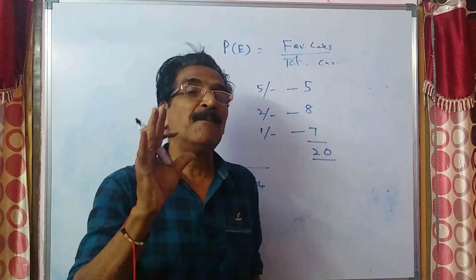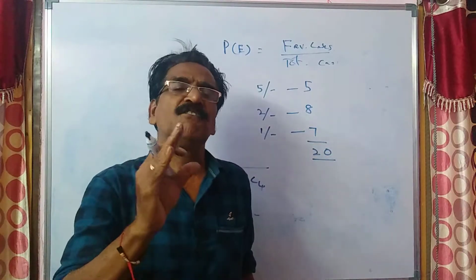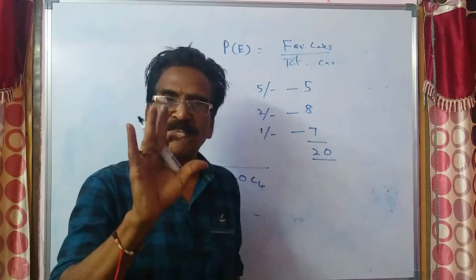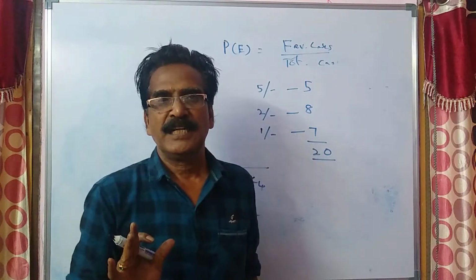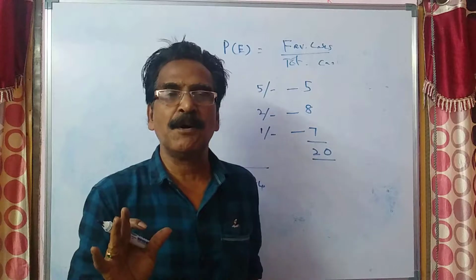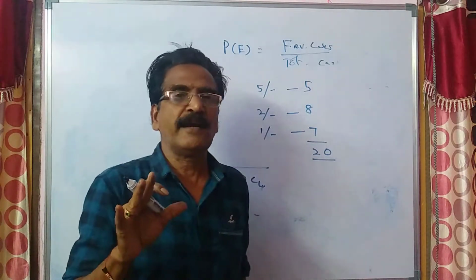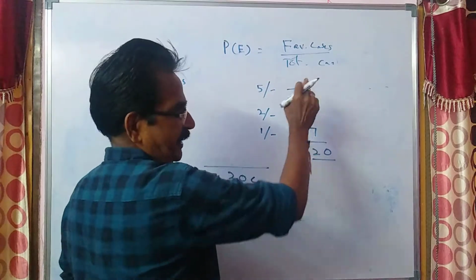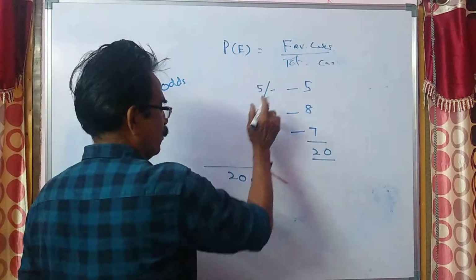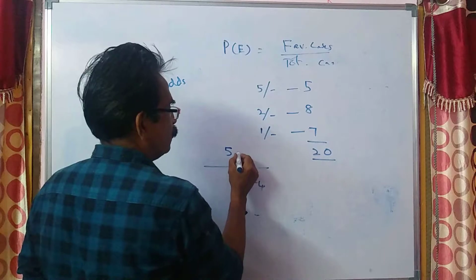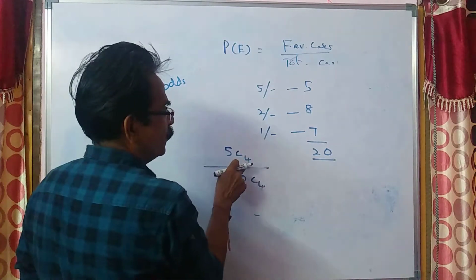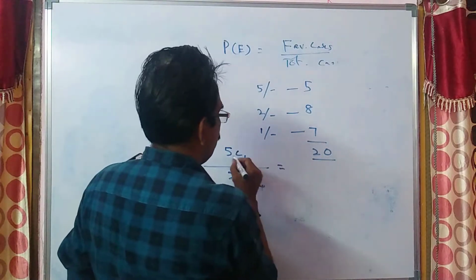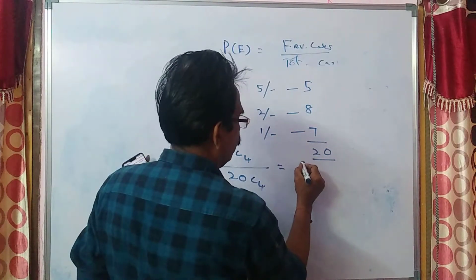Now he has to draw the maximum amount. If he wants to draw the maximum amount, all the 4 coins must be 5 rupee coins. How many 5 rupee coins are there? 5 coins are there. You have to draw 4 coins from 5 coins. So 5C4, which is 5.